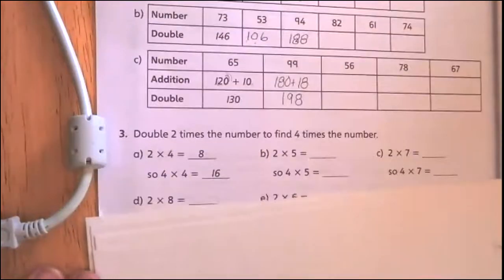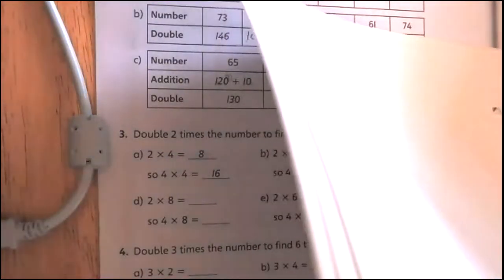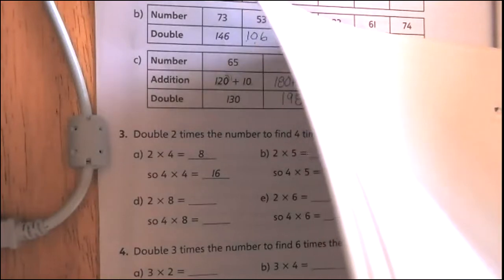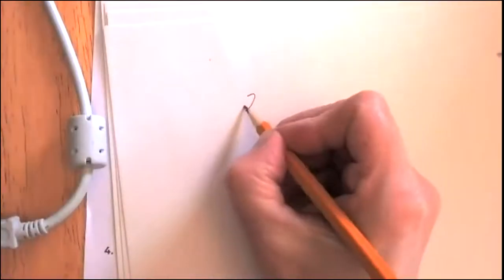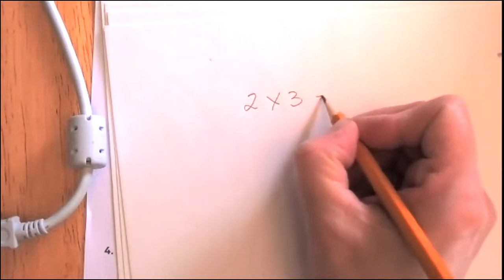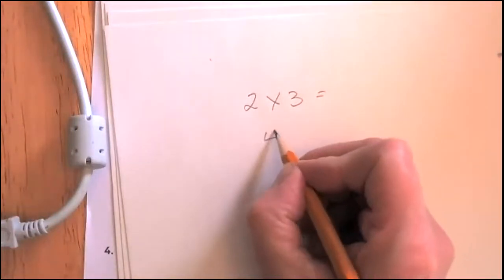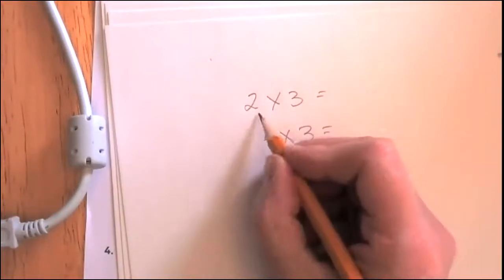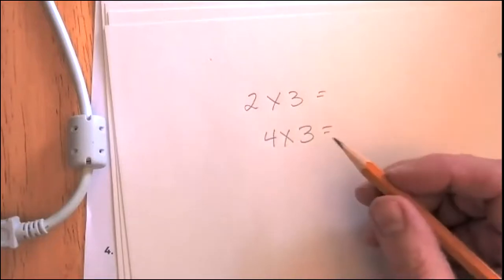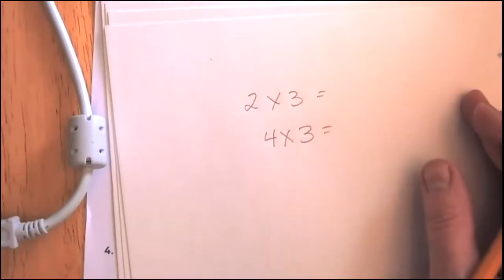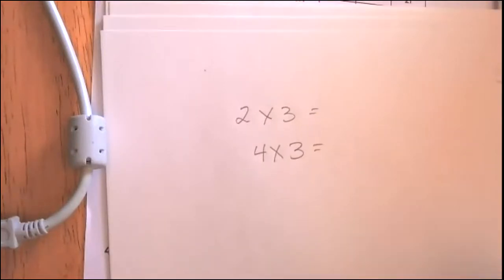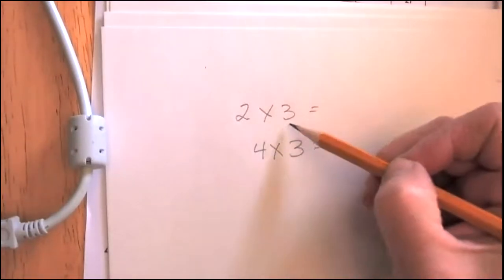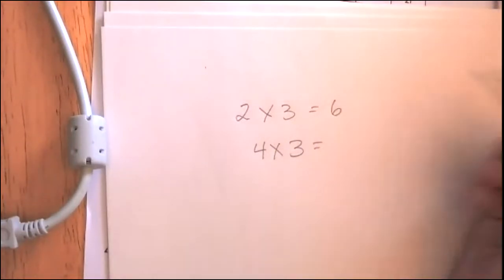I don't think it's one of the ones. Oh, I got most of them on there. So let's see. I'll do this one. So 2 times 3, and then 4 times 3. So if I know my 2s, then I'll know my 4 times tables in no time because I can just double the 2s. So 2 times 3 is 6.